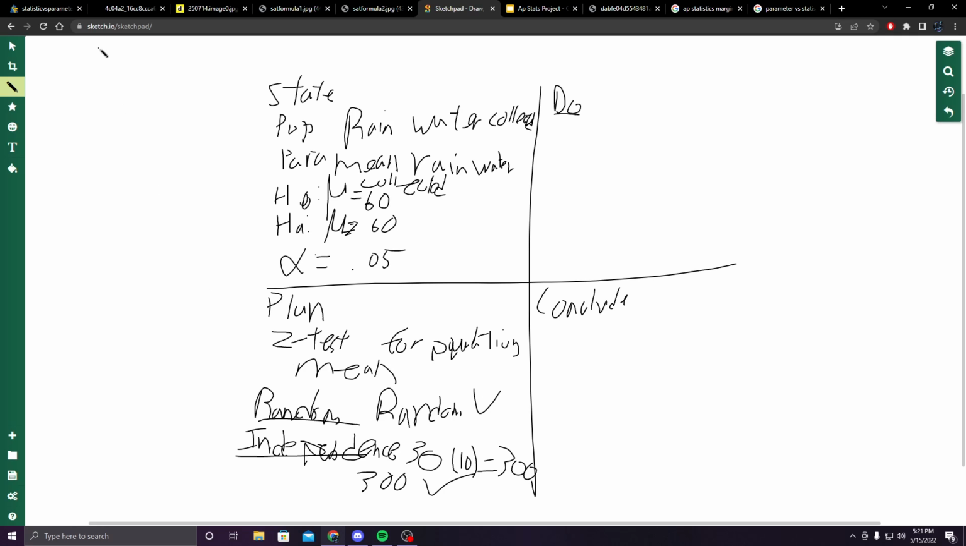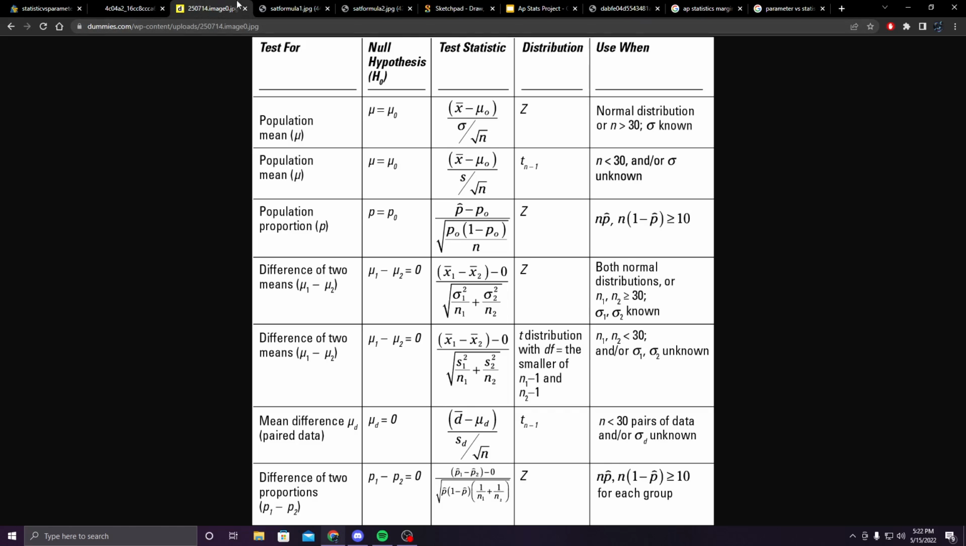Now this is the big part that differentiates Z procedures and T procedures, and I'm going to go through every condition for each thing. All right. So for population proportion, your n times p hat, which is the percentage of the parameter, has to be greater than or equal to 10, and your n times 1 minus p hat should also be greater than or equal to 10.